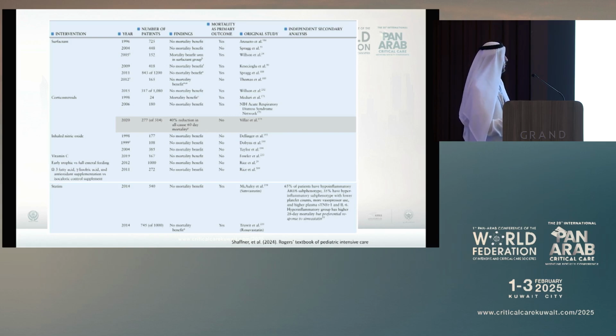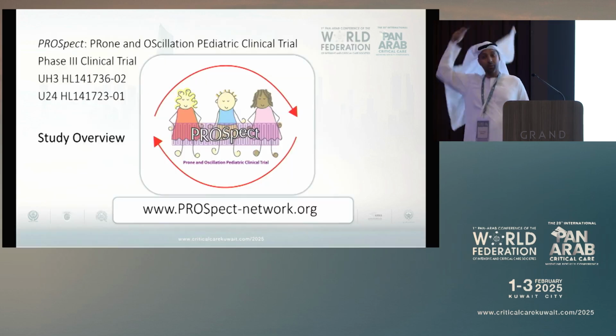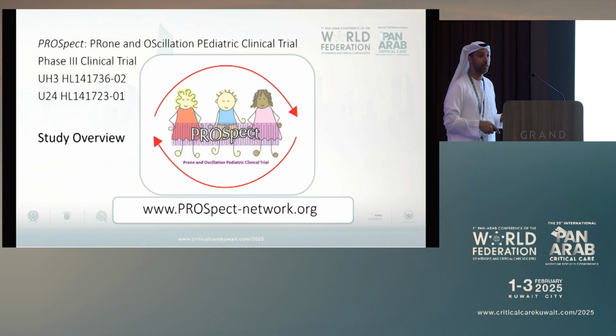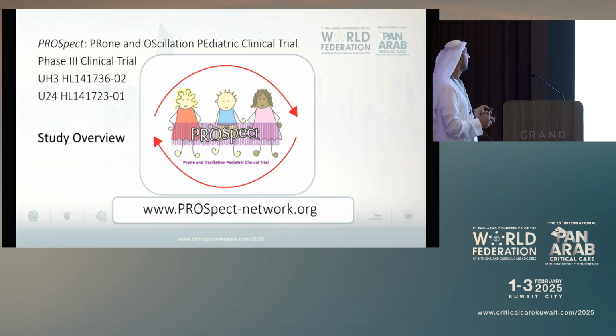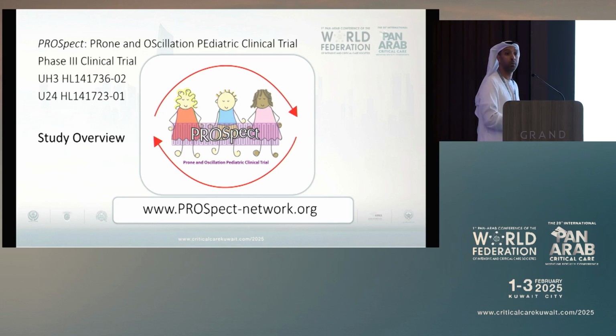Adult, there's benefit, but usual other causes, no evidence. Nitric oxide, no benefit. Even a lot of things other than that, vitamin C, statin, no benefit. So what I want to discuss with you, or introduce you to, is a study called PROSPECT. PROSPECT is a prone and oscillation pediatric clinical trial, which is ongoing currently.